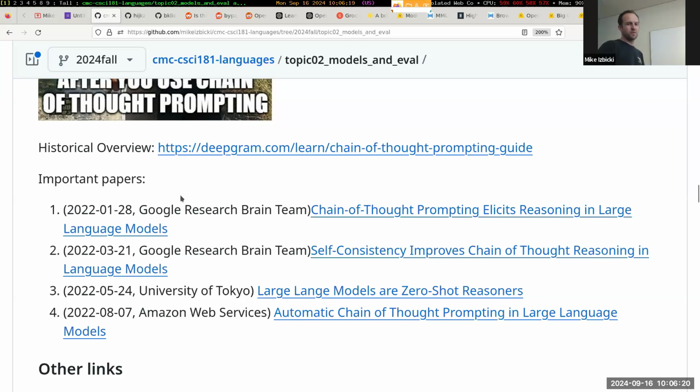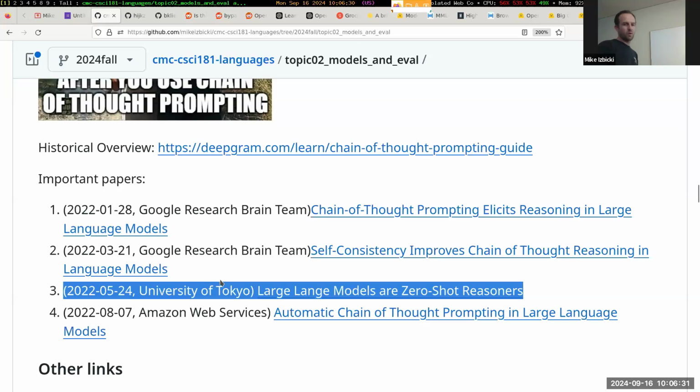Here, these two teams, it's basically the same people working on these two papers, so it's not too surprising. But these other two papers are, as we'll see in a second, even more important. This one right here is the most important, most famous of those papers, made by a totally different team.